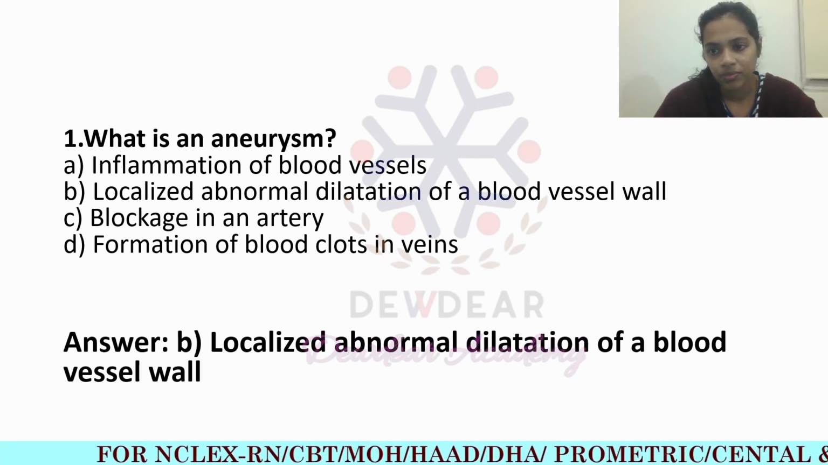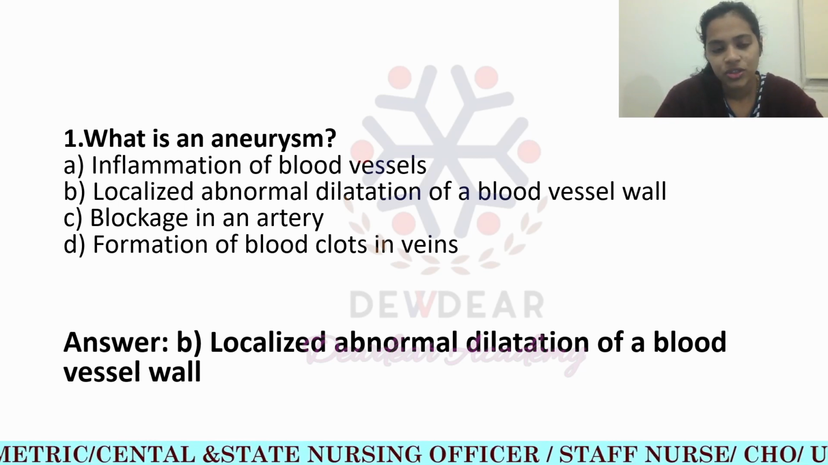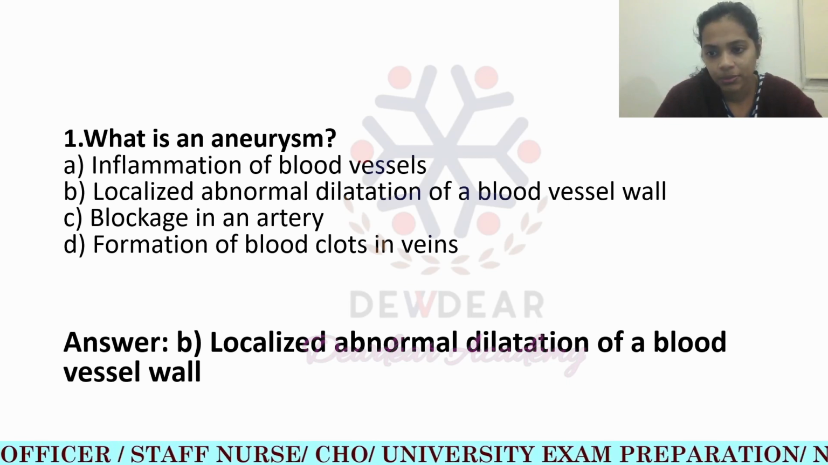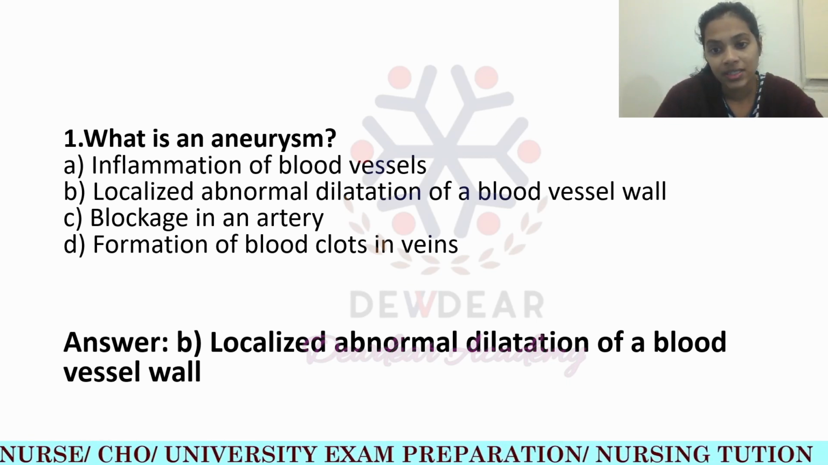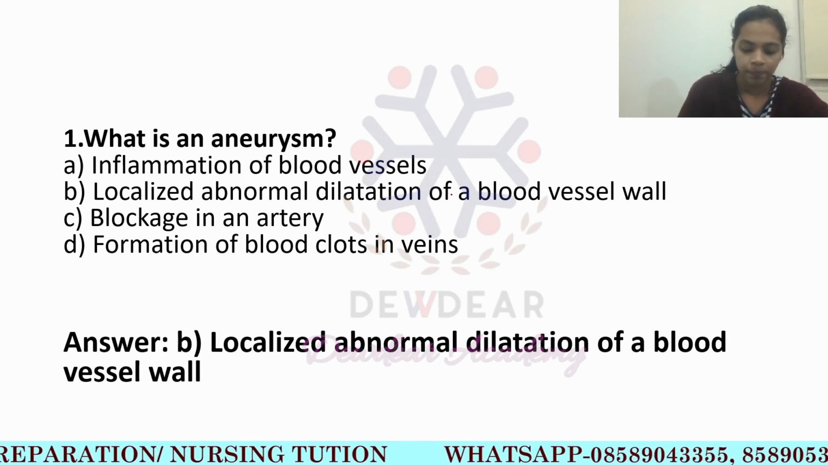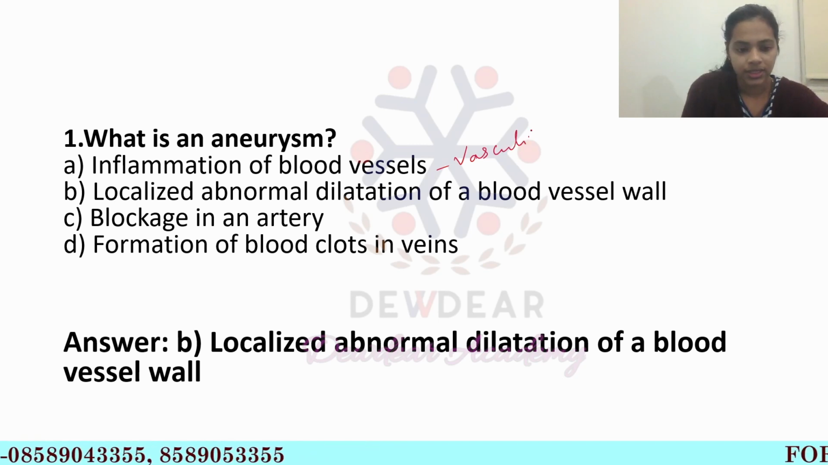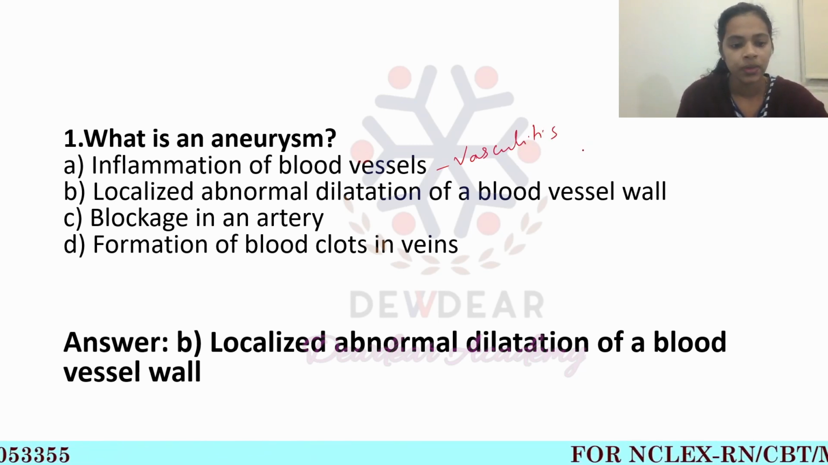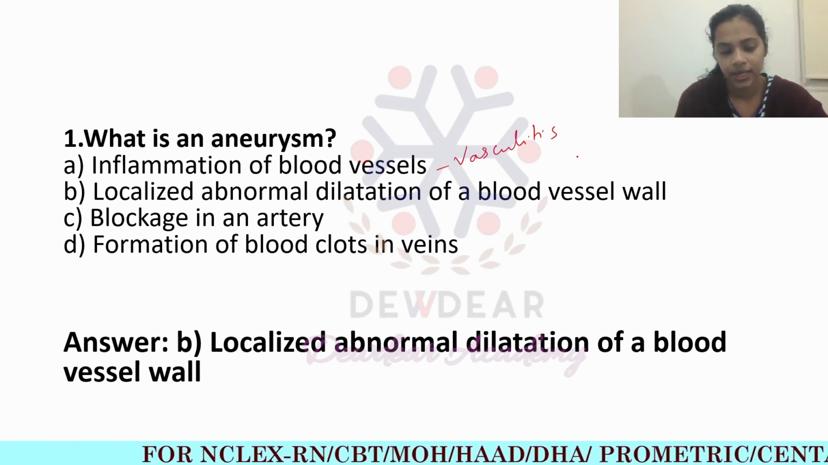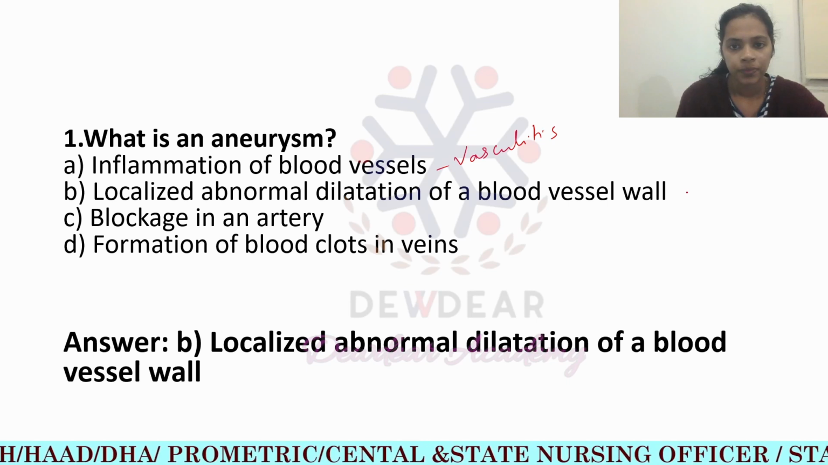So aneurysm is the localized abnormal dilatation of a blood vessel wall, and the first option is the inflammation of blood vessels. Inflammation of blood vessels is vasculitis. It can be due to autoimmune reactions, or it can be due to infections or any other causes. And the second is the correct answer.